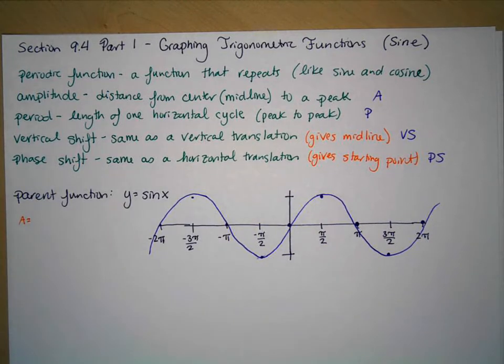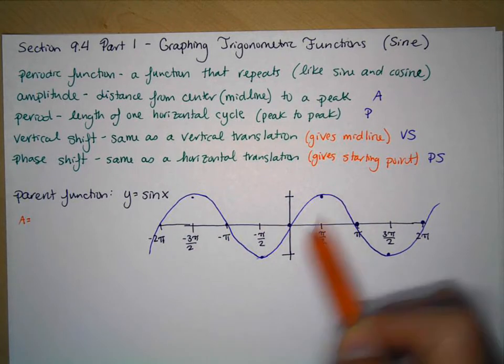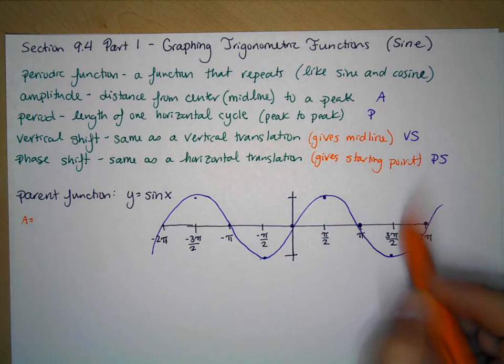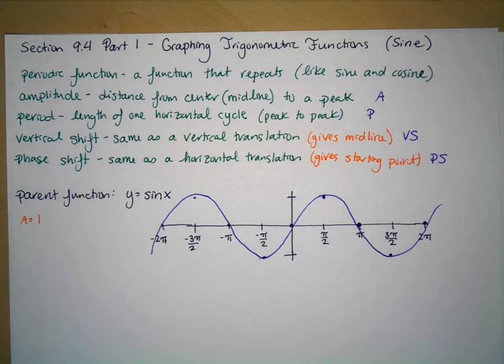Our amplitude, the distance from our midline to a peak, well, from the middle of our graph to either our maximum or to our minimum is 1 space. So the parent function has an amplitude of 1.